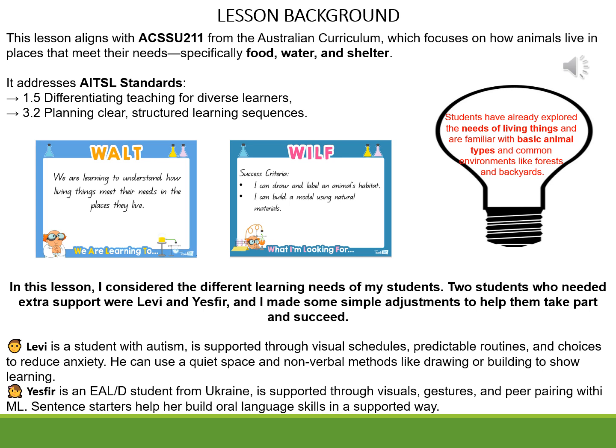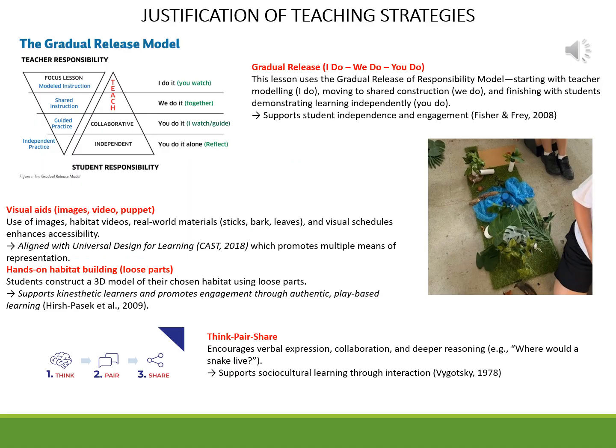I planned adjustments for two learners, Levi, who has autism, and Jesper, who is learning English as an additional language. To support all learners, I used a mix of strategies in this lesson. First, I followed the gradual release of responsibility model, which starts with teaching modelling, then doing the task together, and finally letting students work independently. I learned about this model in Module 3 and it really helped me structure the lesson clearly.